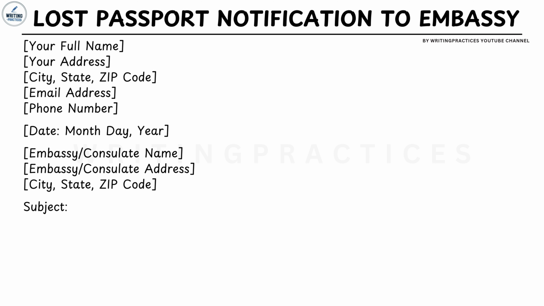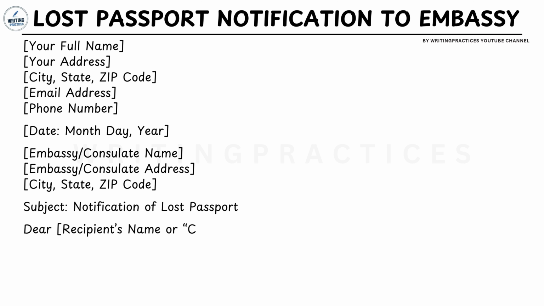Subject line. The subject line should be concise and informative. For example, notification of lost passport. This makes it immediately clear to the recipient what your letter is about, facilitating quicker action on your request. Salutation. Start the letter formally with Dear Consular Officer or Dear Sir/Madam. If you know the recipient's name, addressing them directly adds a more personal touch.